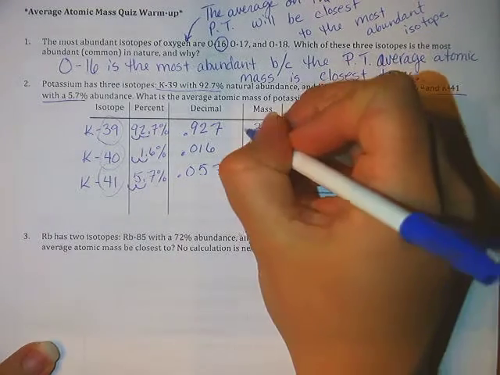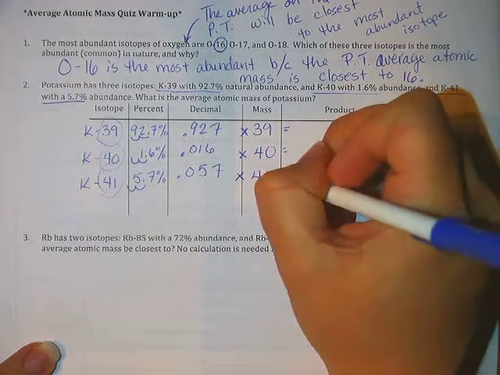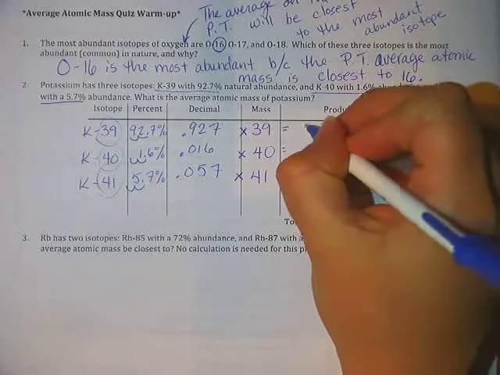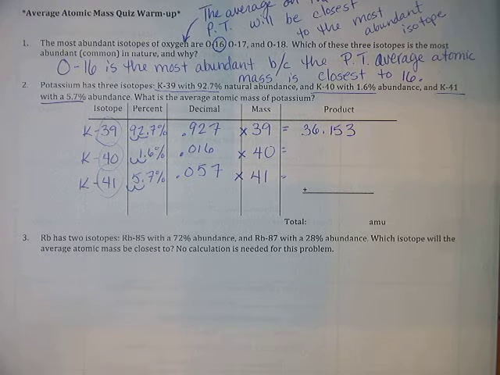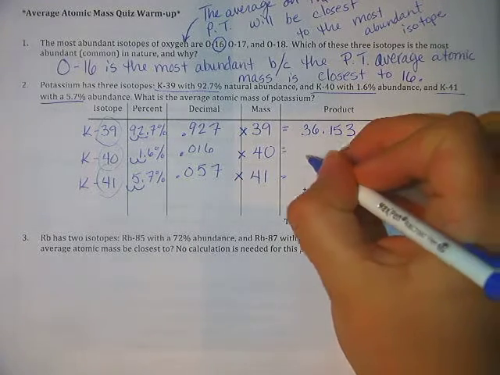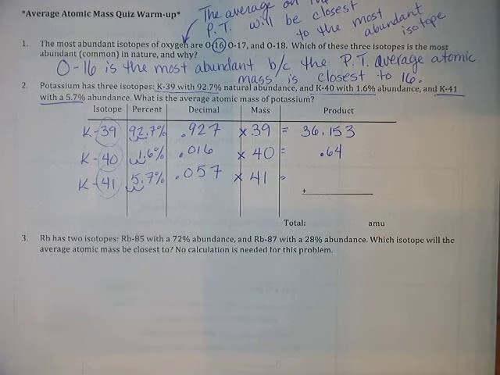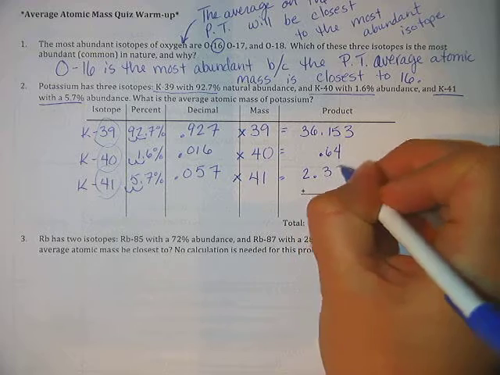Step 3, you have to multiply the decimal times the mass and get a product for each one. So you can go to your calculator. 0.927 times 39 is 36.153. 0.016 times 40 is 0.64, and 0.057 times 41 is 2.337.